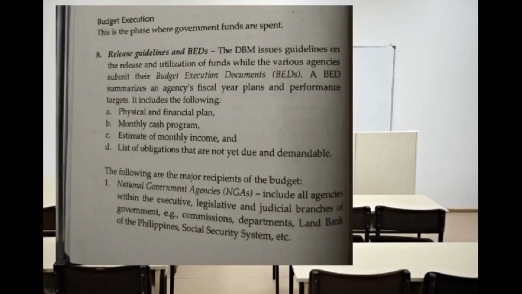The budget execution documents, or BED, summarize the agency's fiscal year plans and performance targets, with the inclusions: physical and financial plan.